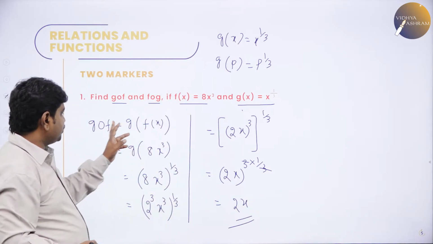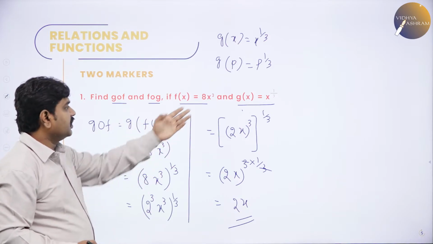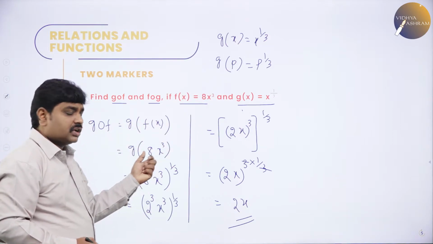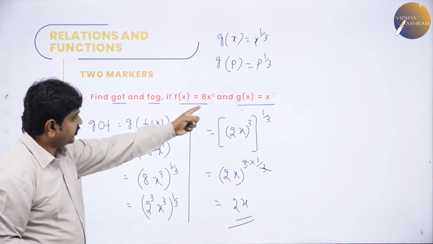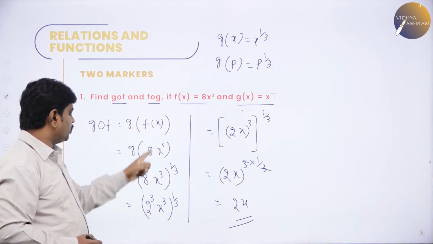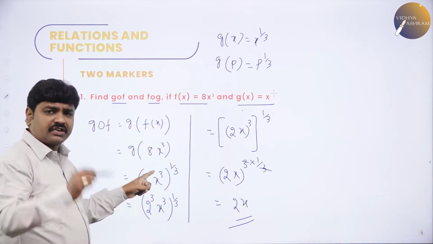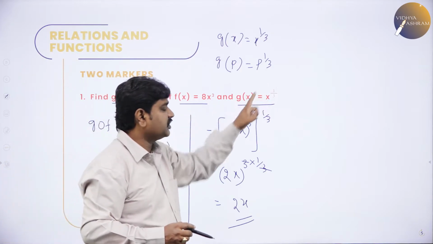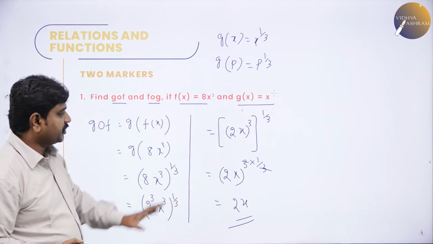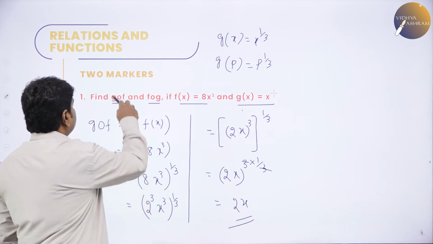What is GOF? G of f of x. What is f of x? They gave f of x, 8x cube, put it. Now g of 8x cube. G of x is x power 1 by 3. G of 8x cube is 8x cube the whole power 1 by 3. G of anything is that power 1 by 3, as given. So now substitute, simplify, you will get it. So now we have done GOF.